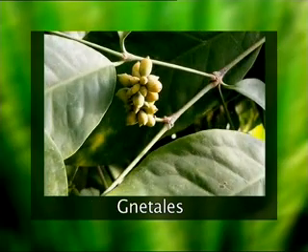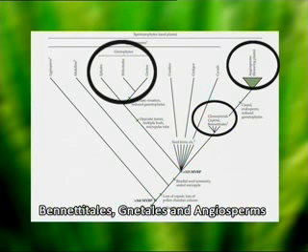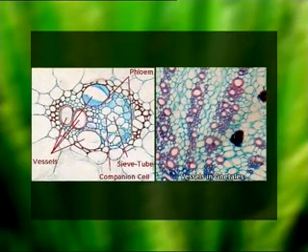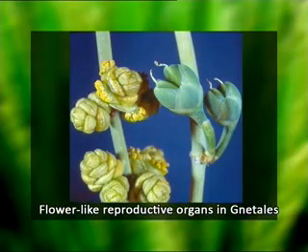Gymnosperms such as Gnetales, along with the already extinct Bennettitales, were widely believed to be related to the angiosperms on the basis of several morphological similarities. Some of these similarities are vessels in the wood. Both angiosperms as well as Gnetales and Bennettitales have vessels in their wood. One more similarity is reticulate leaves in Gnetum and also the flower-like reproductive organs.